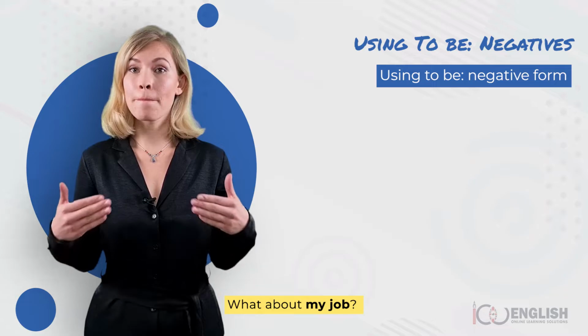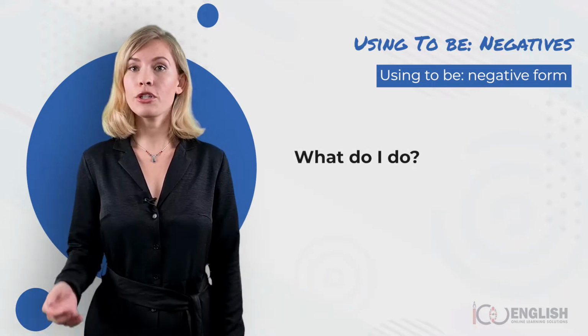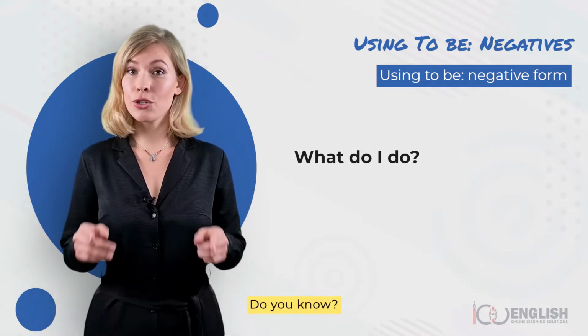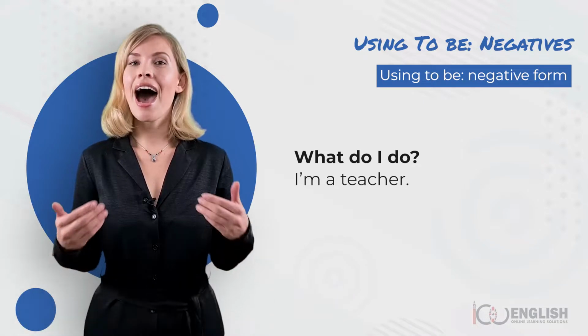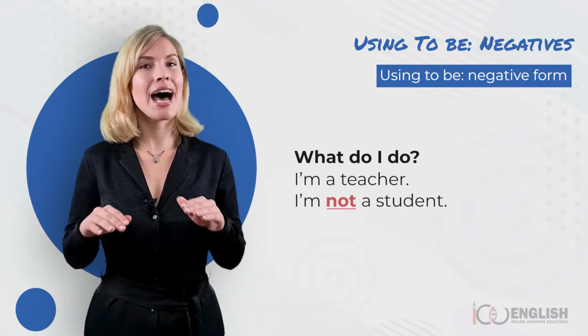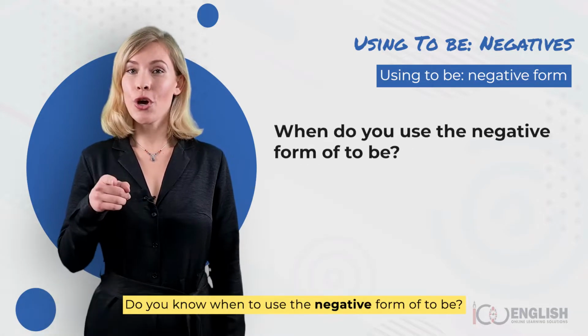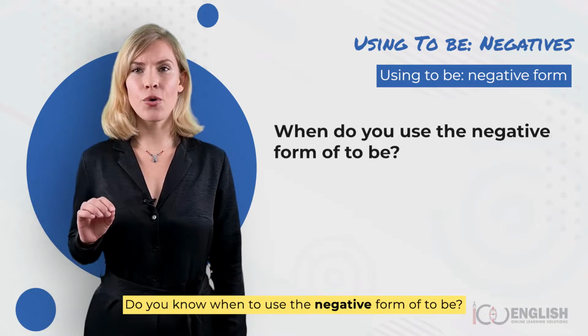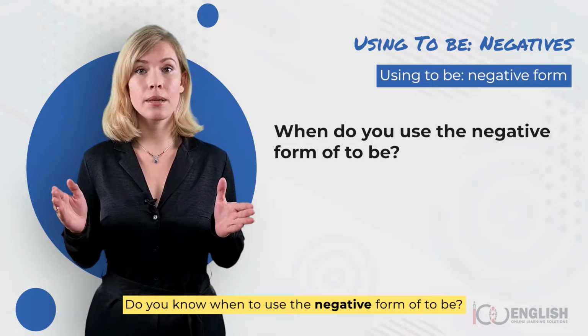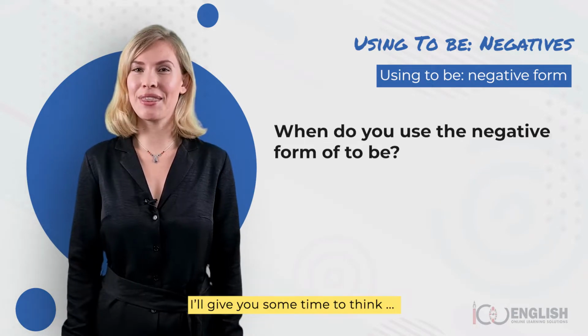What about my job? What do I do? Do you know? I'm a teacher. I'm not a student. Do you know when to use the negative form of to be? I'll give you some time to think.